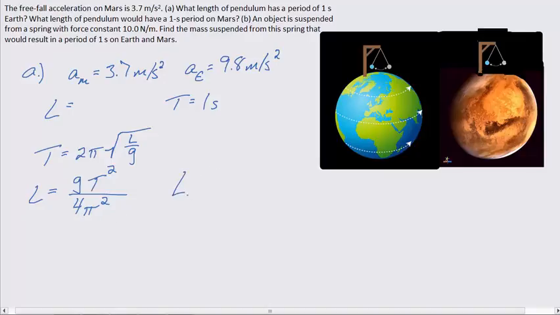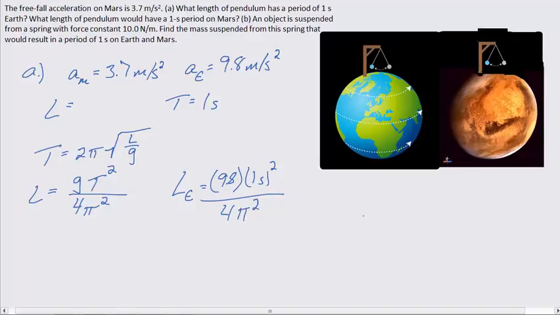So if we start by solving for the length of our pendulum on Earth, we know that our acceleration due to gravity is 9.8 meters per second squared multiplied by our period of 1 second squared, divided by 4 pi squared.